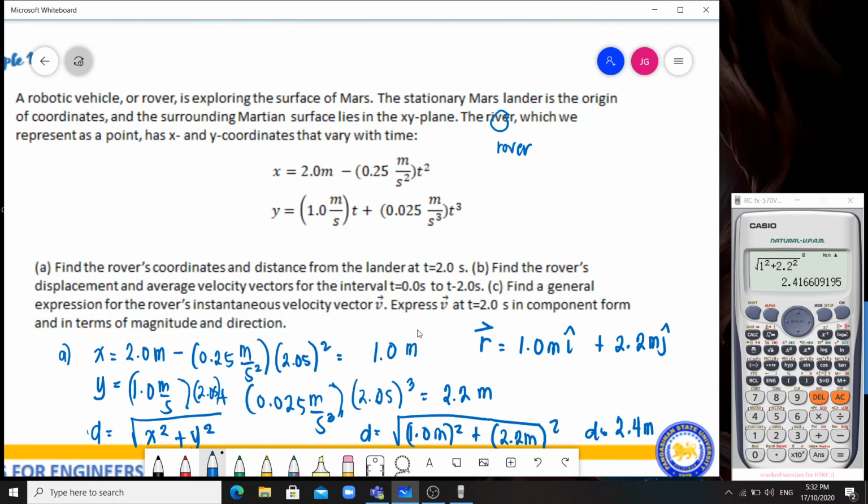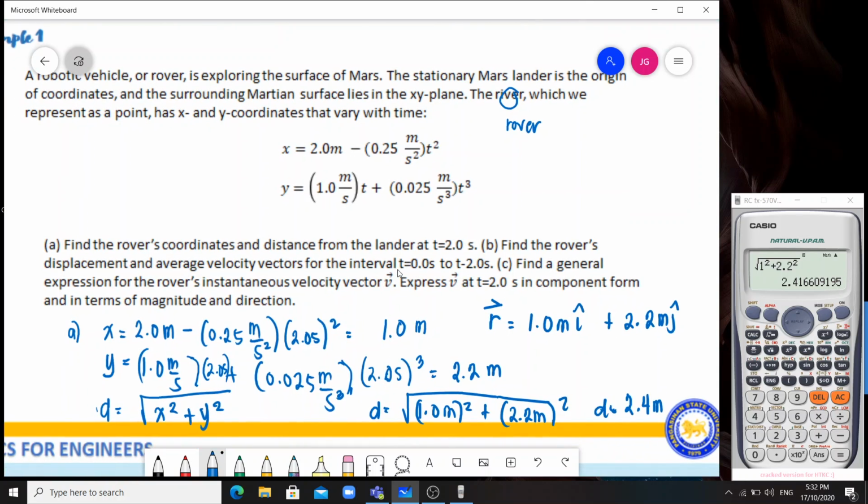Now, if you are going to observe, di ba? Diretso tayo sa x squared plus y squared. Ang hinahanap here is the distance, okay? So dapat, when we say distance, meron tayong final position and the initial position. However, let's just clarify things para hindi tayo magkalituhan.